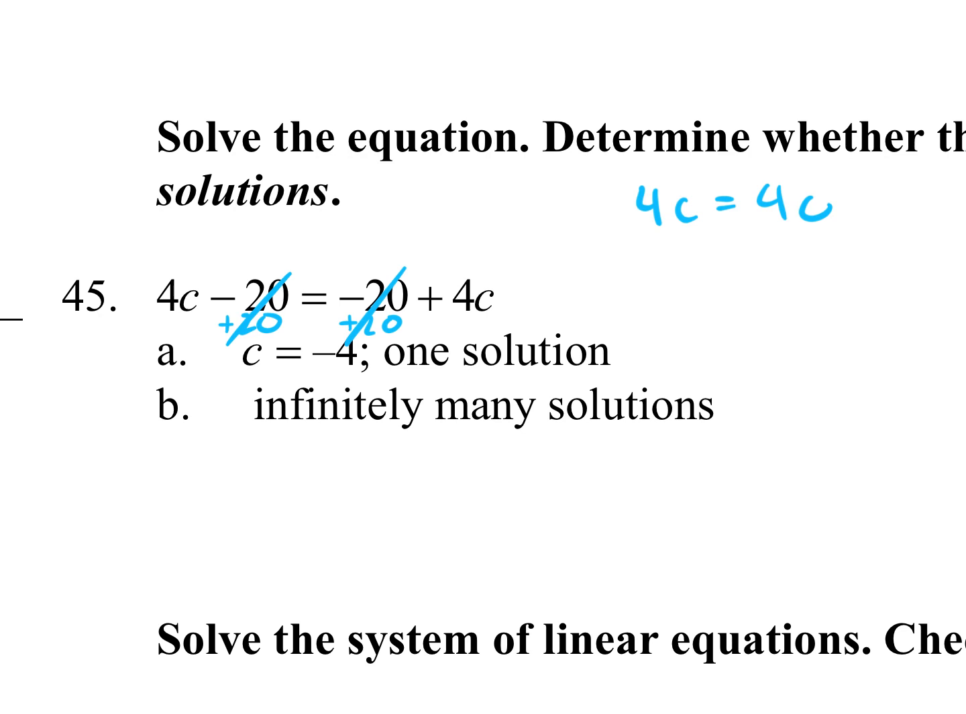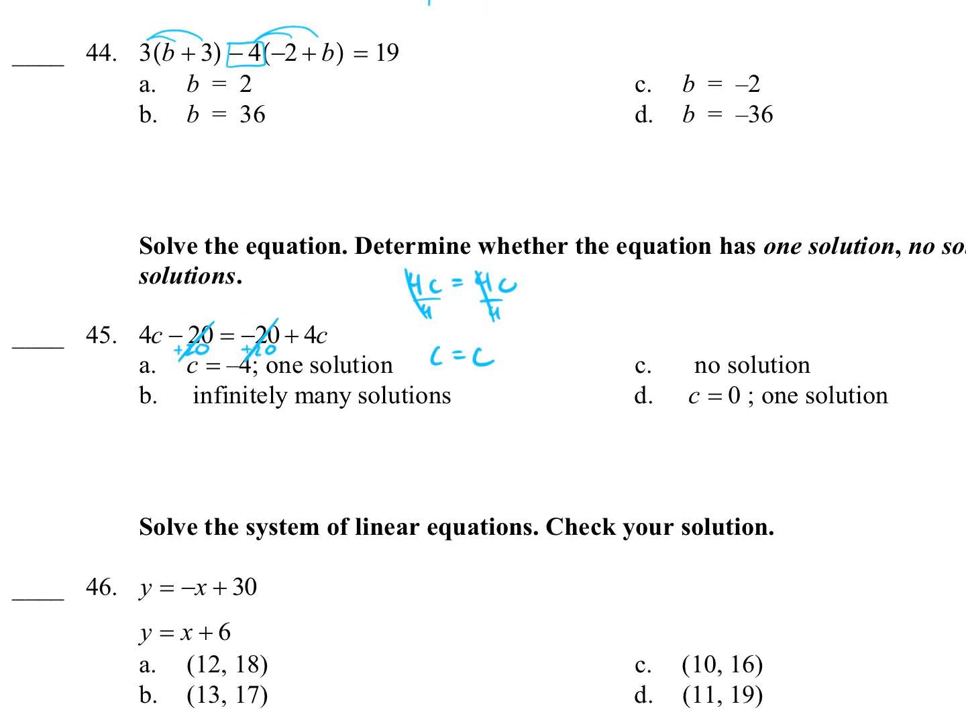Then what can I do? Divide by 4. So I get c is equal to c. What do you think my answer is? Well, did I get c is equal to a number? Does c equal negative 4? No, so it's not A. Does c equal 0? Nope, so it's not D. If c is equal to c, what do you think? Infinitely many solutions.